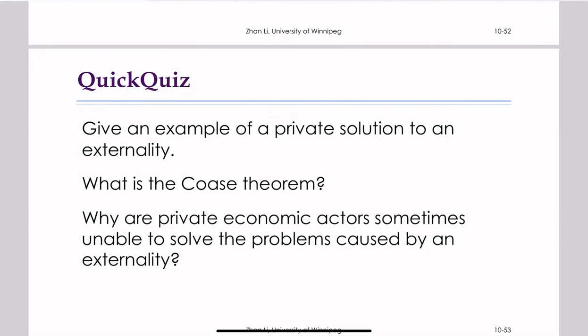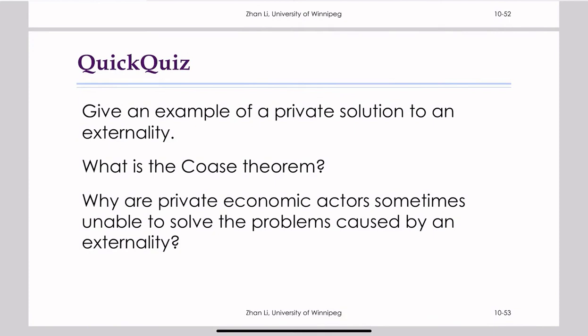Now, what is the Coase Theorem? Obviously, you can just look at the lecture note. You would know what the Coase Theorem is. But it's good if you can remember it, right? It basically says private parties, if they can bargain with each other without cost, then they can solve the problems of externalities themselves. And more importantly, besides achieving an efficient outcome, the initial allocation of rights actually does not matter.